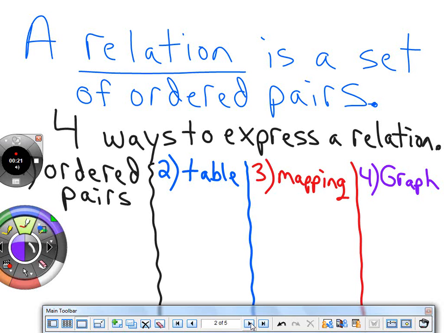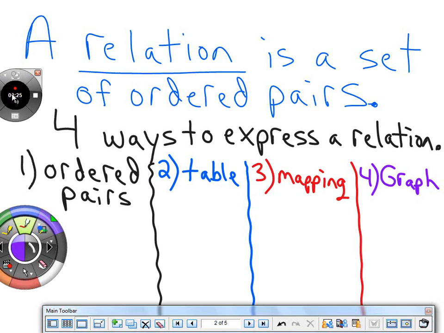Alright, first thing, what is a relation? A relation is a set of ordered pairs. It could be a whole bunch of ordered pairs, or it could be just a couple. It doesn't really matter. It's just a set of ordered pairs. It's x's and y's.